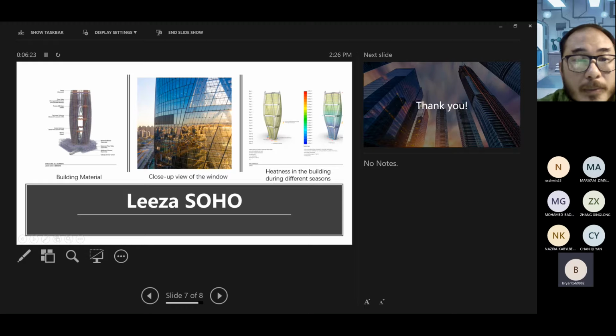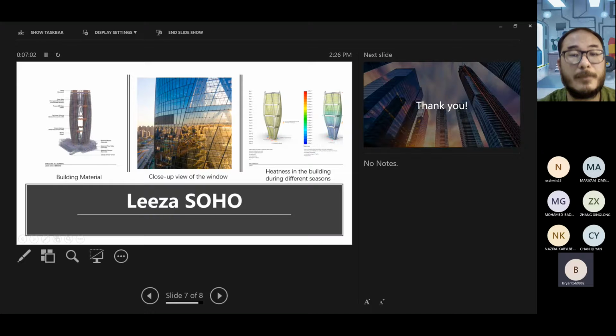In the close-up view of the window, you can see the glass of the Lisa Soho. They are actually using glazed windows, normally single layer and double layer. And the glazed windows have a coating on them. The coating works by reflecting heat back to its source. In the summer, a low-E coating will help block the heat from the sun from entering the building. And in the winter, the coating will help keep the heat in the building by preventing it from escaping through the window.